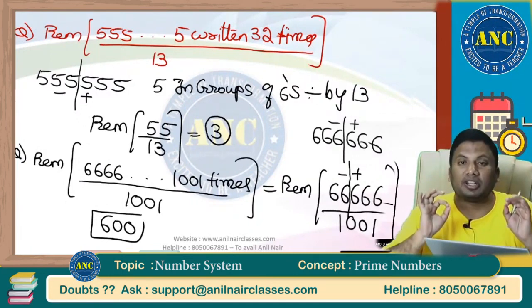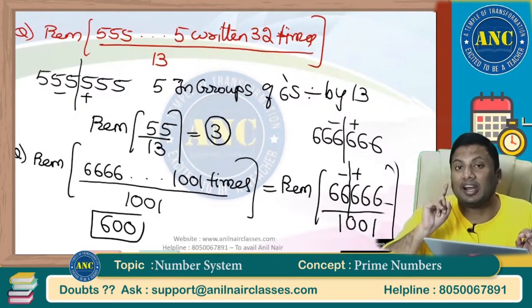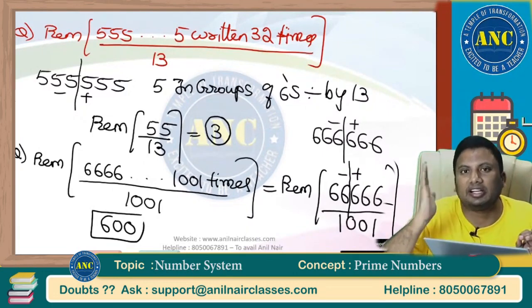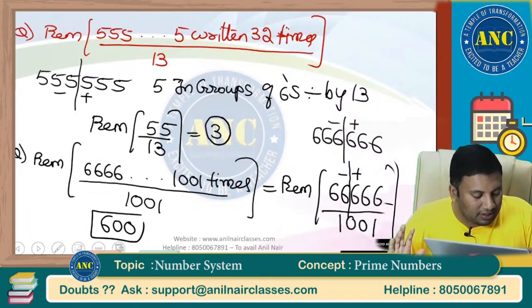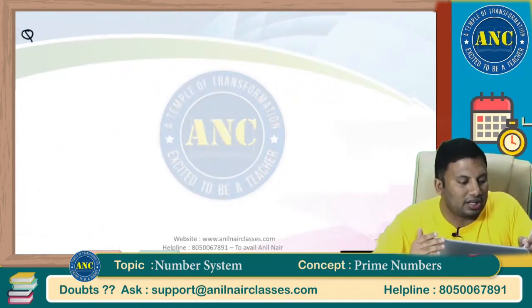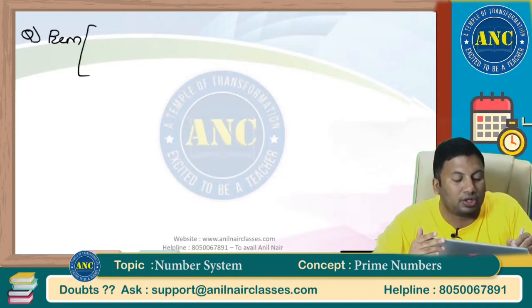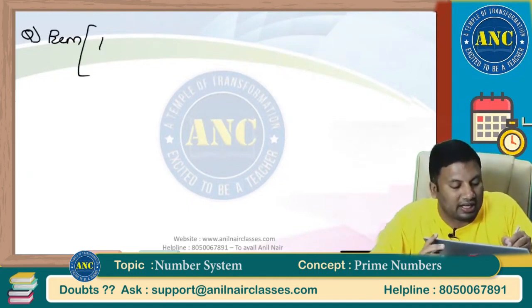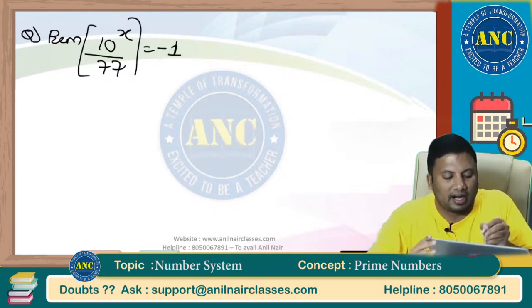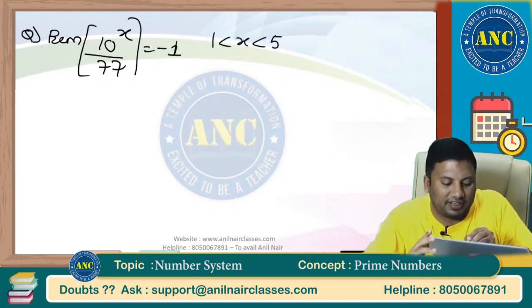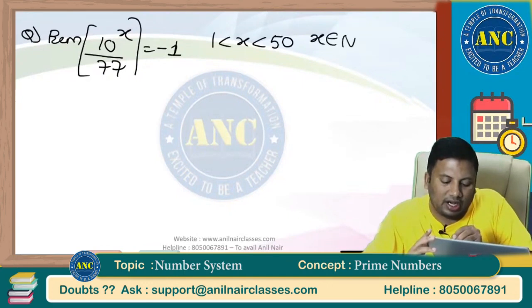What is the concept that we discussed in the divisibility rule of 7, 11, 13? Start from the right hand side, take a group of 3 digits, alternatively add and subtract. That is the concept that we discussed. Next, a question in the mock paper. As a person more into content creation, on the spot I can create a lot of questions. 10 power x divided by 77 is equivalent to minus 1, with 1 less than x less than 50 and x a natural number. How many values can x take?